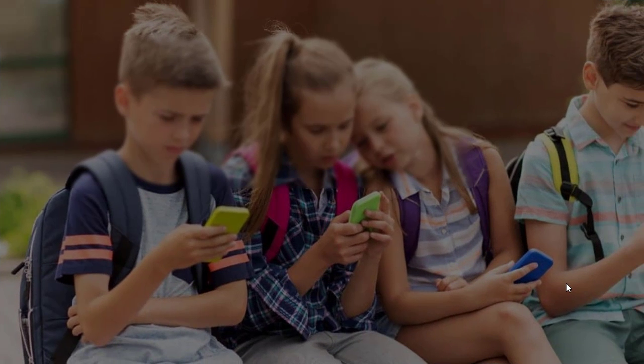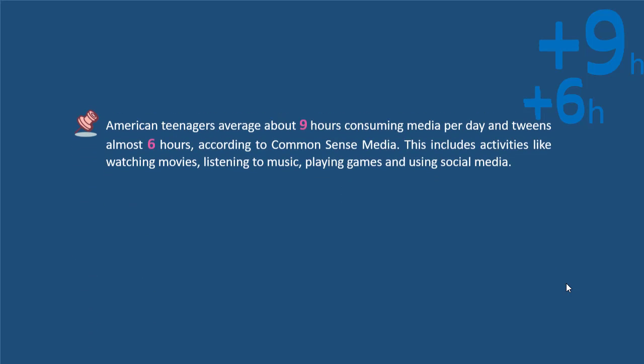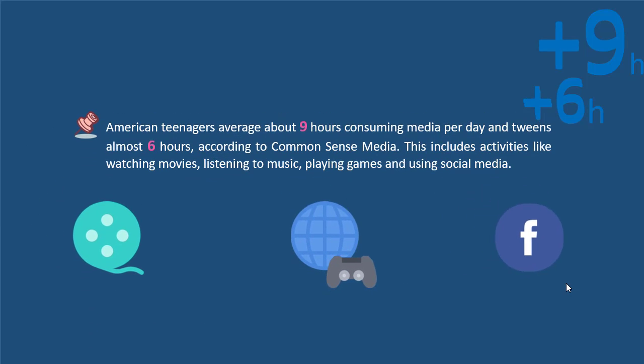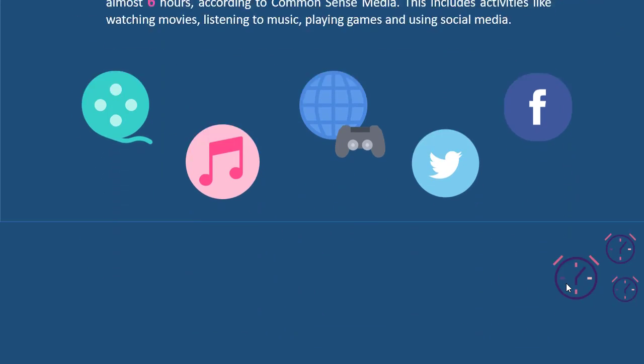Hey guys, today I'm gonna show you how to limit apps on kids' phones with legal monitoring app PanSpy. As Common Sense Media stated, teenagers average about 9 hours consuming media per day, like watching movies, listening to music, playing games, or other social media.